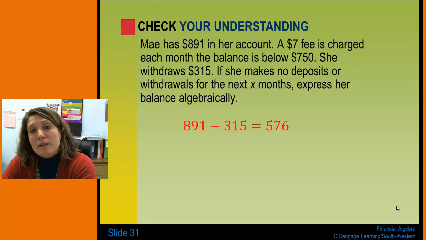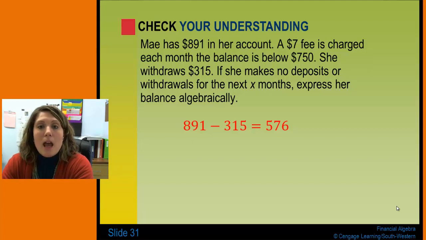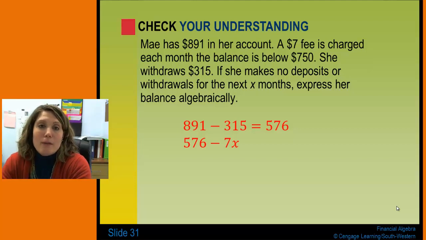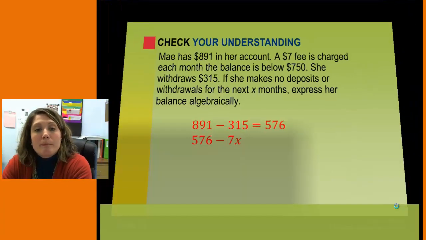So to do that, we take the $576 and we subtract out that $7 per month for every month that she doesn't have the $750 in her account. So it becomes 576 minus 7x, and that's your answer for this problem.